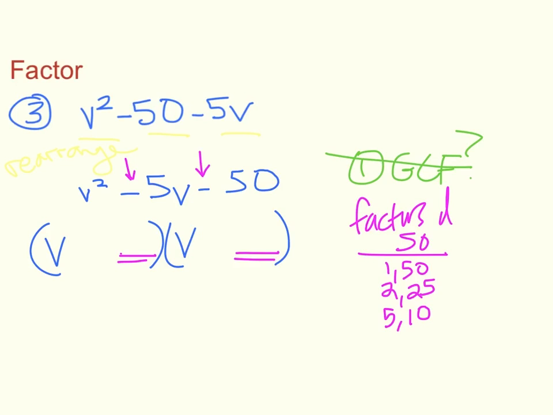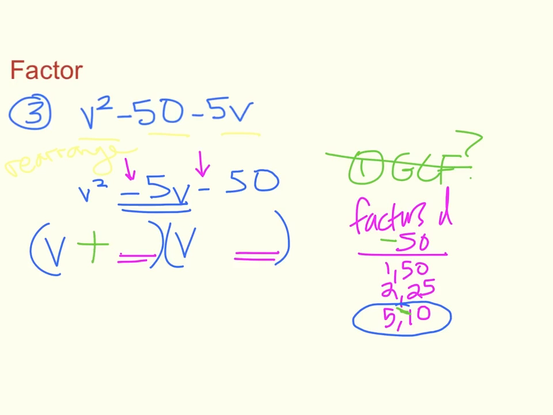So we're looking for a pair that we can make -5 out of. They want to multiply to be -50 and add to be -5. If we go with the 5 and the 10, we can get -50 if one of them is negative. We want them to add to be -5, so if we make the 10 negative, both of those would multiply to be -50, and they would also add to be -5. 5 and -10 gives us -5.